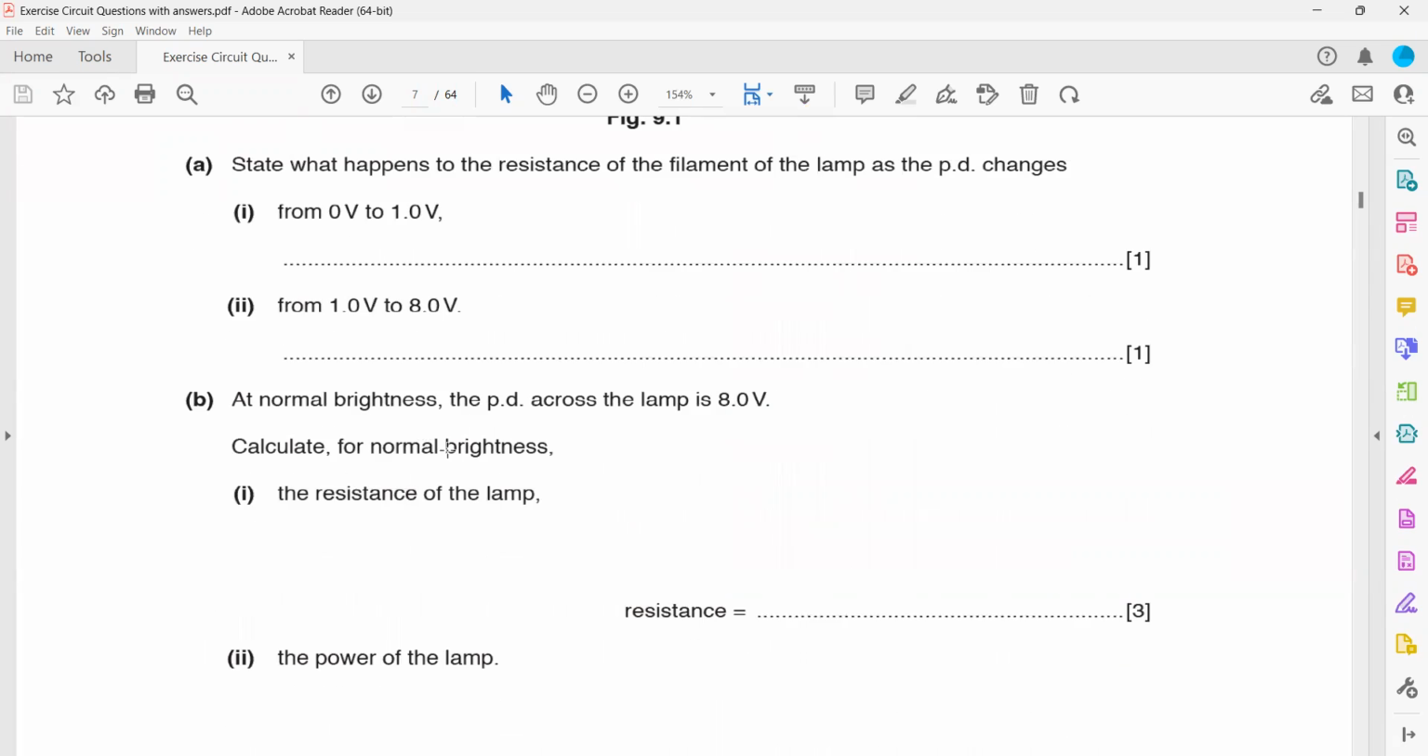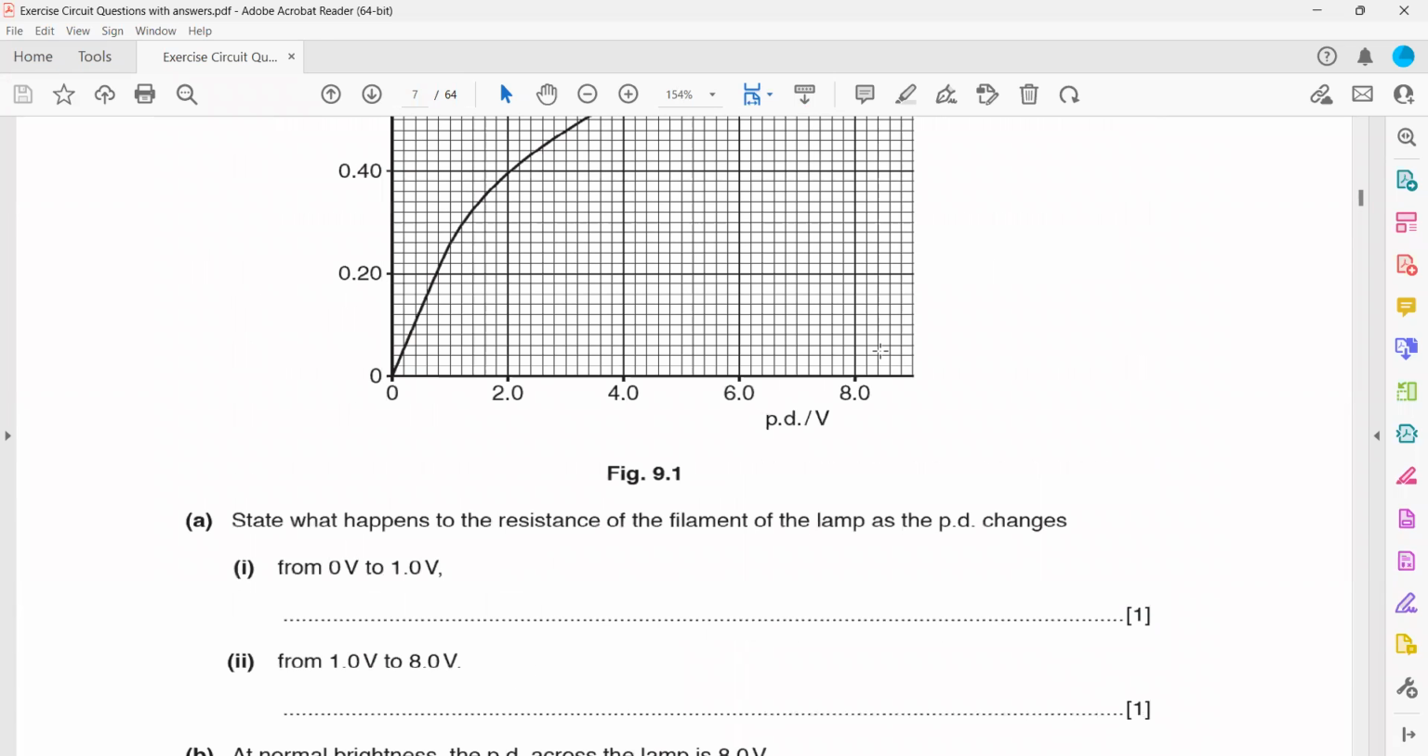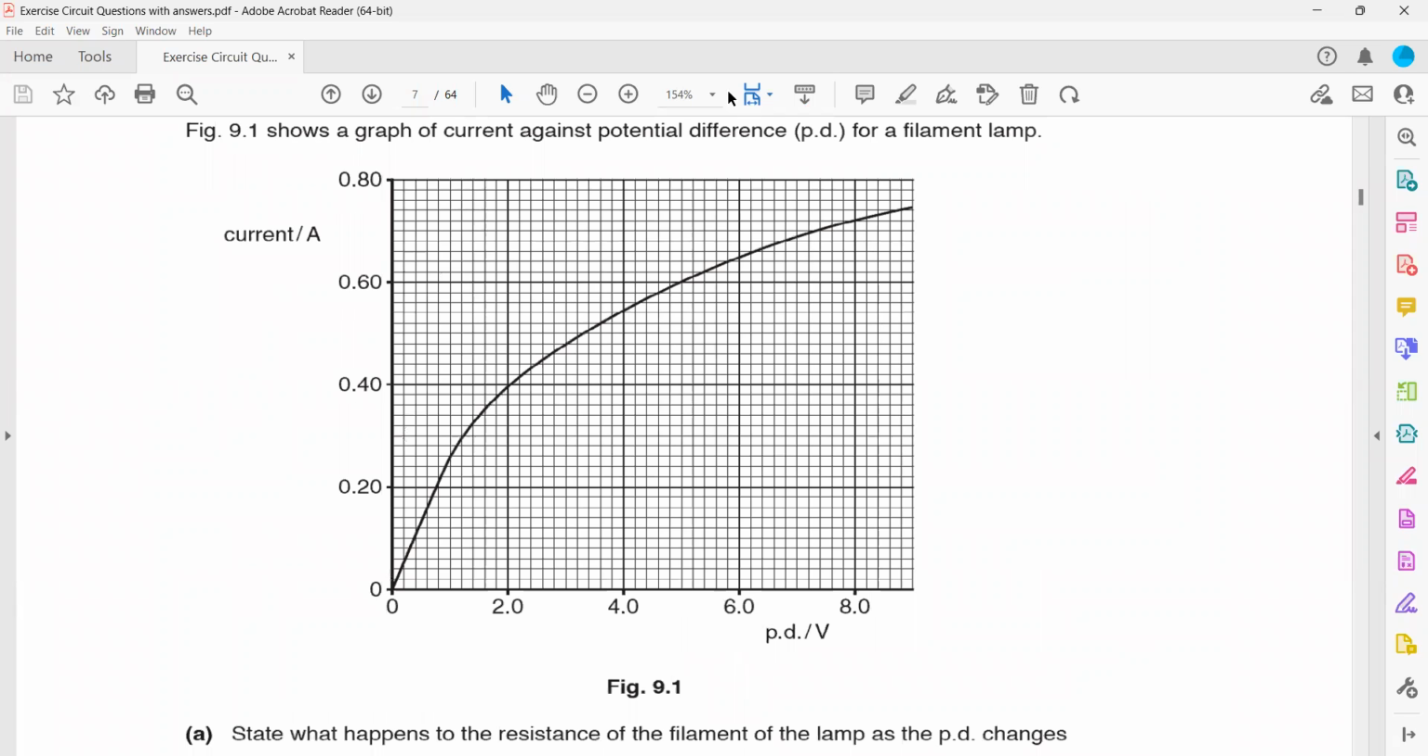The next part: at normal brightness, the potential across the lamp is 8 volts. Calculate the resistance. How to work out the resistance? If the lamp has 8 volts, the graph is given to work out the current. So from 8 volts, when the voltage is 8 across the lamp, how much current flows through this lamp? What is the current? 10 boxes equals 0.2, so each box is 0.02. So this is 0.62, 0.64, 0.66, 0.68, 0.70, and 0.72. So this one is 0.72.